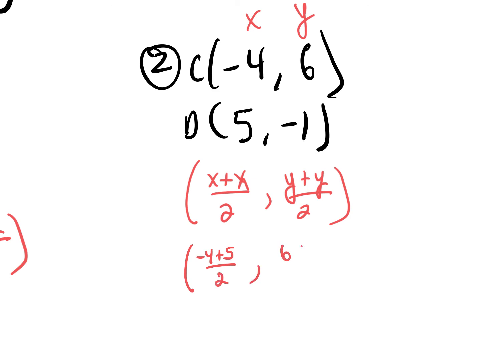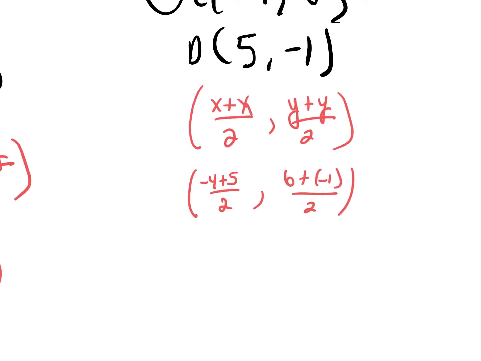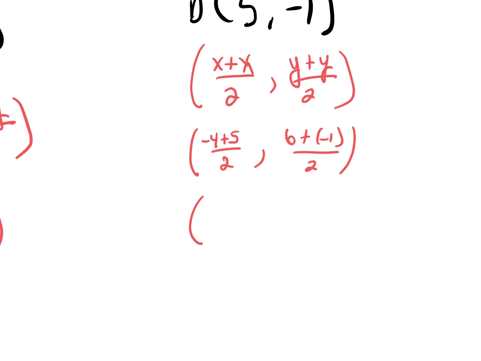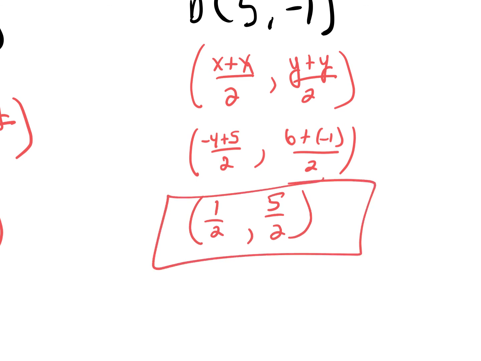And then I have 6 plus -1. Now, some of you are going to say, can I just write 6 minus 1? Sure. I just like to write it with the plus sign in the middle. So I remind myself, oh, okay, that's right, I did add them. Sometimes if we miss a sign, we get a little confused. But what is -4 plus 5? 1. So I have 1 over 2. And what's 6 plus -1? 5. So 5 over 2. I would leave it just like that.